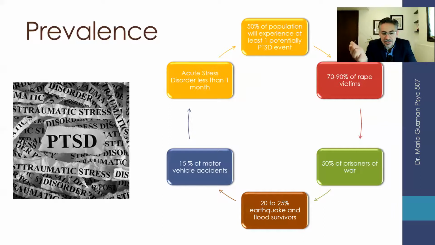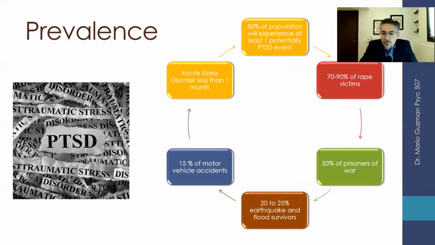So yeah, you can have a very bad car accident, you can be in war, and not because of that you're gonna develop PTSD. That's why there's a debate between what is trauma? Trauma is an event or trauma is a response to the event? And I am more in the side of saying trauma is a response to the event, because many people will suffer very traumatic experiences or possible traumatic experiences and not develop traumatic reactions, okay? 70 to 90% of rape victims, 50% of prisoners of war are gonna develop PTSD, 20 to 25% of earthquake and flood survivors, 50% of motor vehicle accidents.